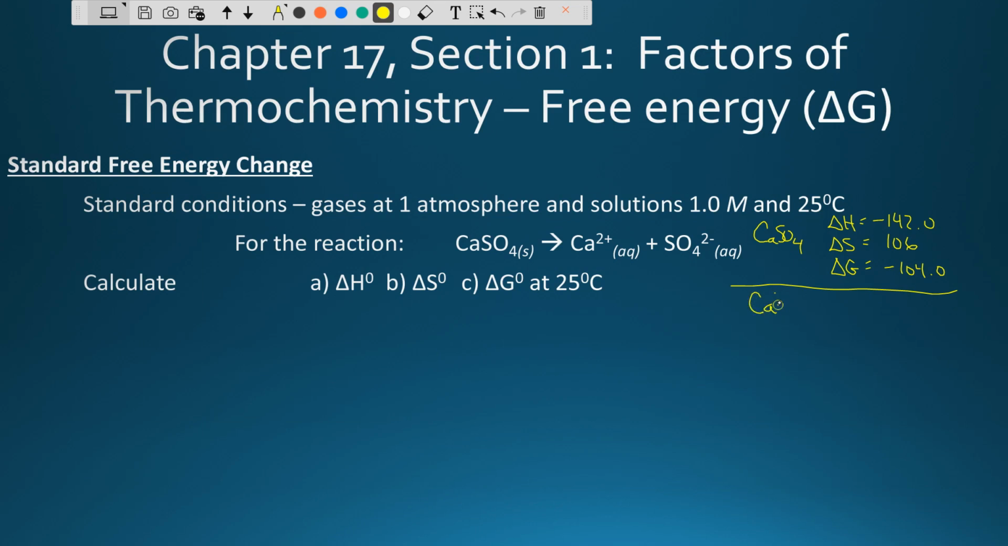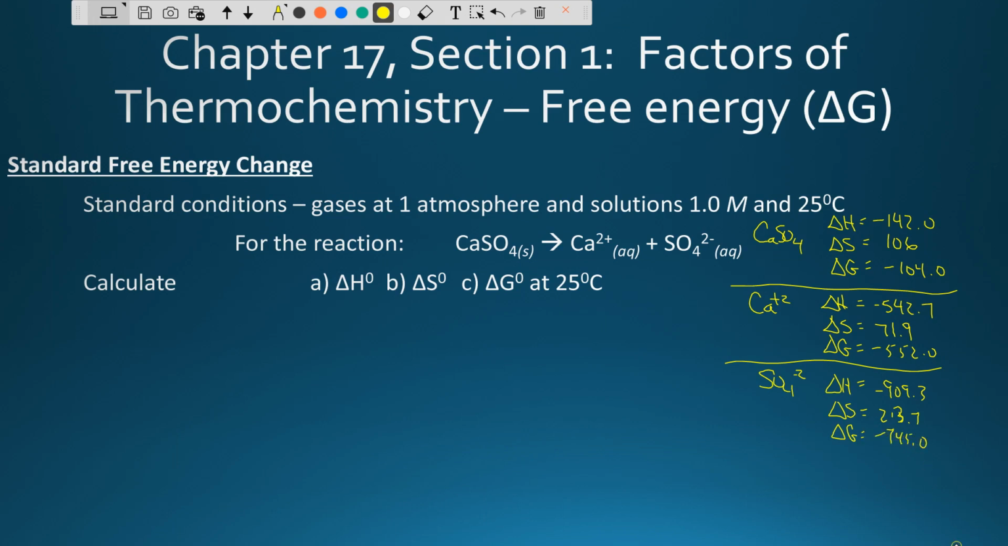My calcium ion has a delta H of negative 542.7. My delta S is 71.9, and my delta G is negative 552.0. And then lastly, I have my sulfate. My delta H is given to be negative 909.3. My delta S is given to be 213.7. And my delta G is given to be negative 745.0.